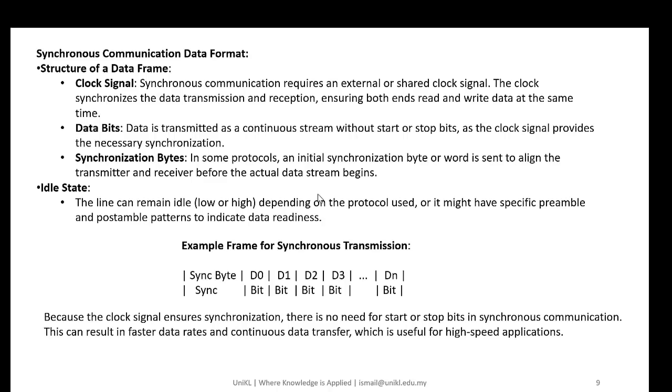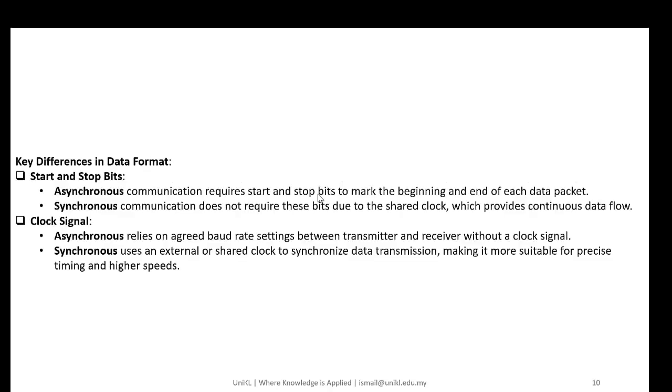So for that reason, synchronous data communication is more efficient. The data rate is higher compared to asynchronous. Here you can see there are two different data formats. Asynchronous requires start and stop bits. Synchronous communication doesn't need these bits due to the set clock. As for the clock signal, asynchronous relies on accurate baud rates, and synchronous uses an external or set clock to synchronize data transmission.